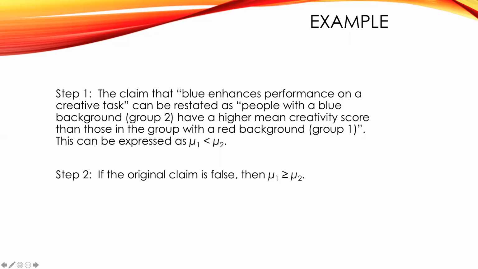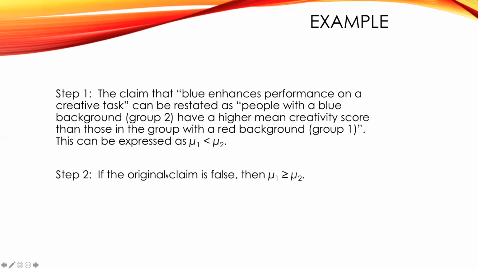When we go through a hypothesis test, we're doing the 8 steps that we have outlined. The first one is to take the claim and write it in symbolic form. So the claim is that blue enhances performance on creative tasks. So in other words, group 2, which is the blue group, has a mean score that's greater than group 1. In other words, mu1 is less than mu2, or you could think of it as mu2 is greater than mu1. Generally speaking, though, you always want to write the first group first and the second group second.